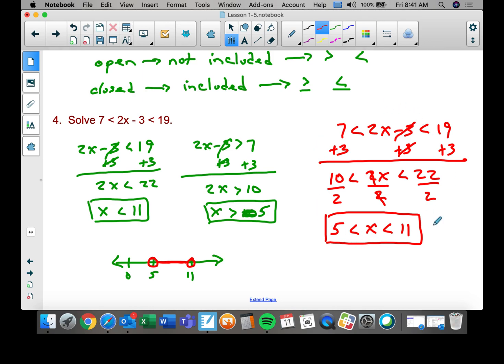Personally, I think this way is easier, so if it makes sense to you, I would do it this way. Okay, if this doesn't make sense, then split that inequality into 2 parts and solve each part separately. Okay, whatever way works best for you is fine by me. So just a heads up on that.